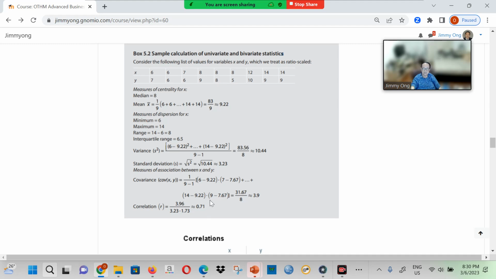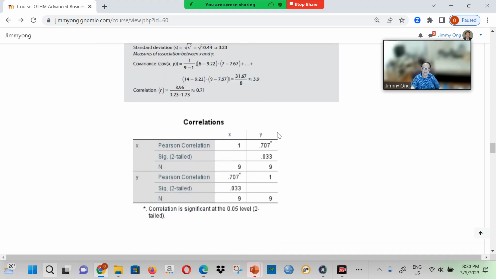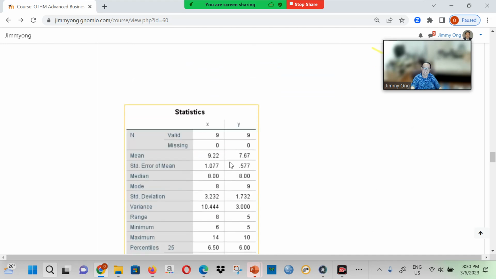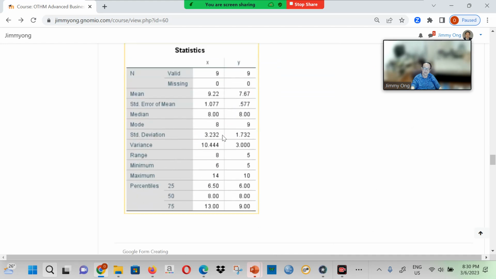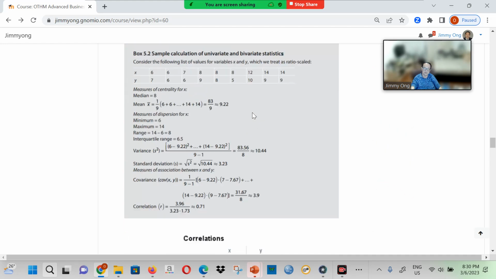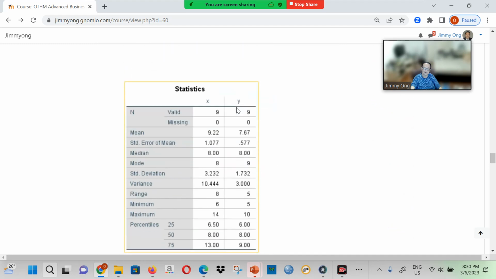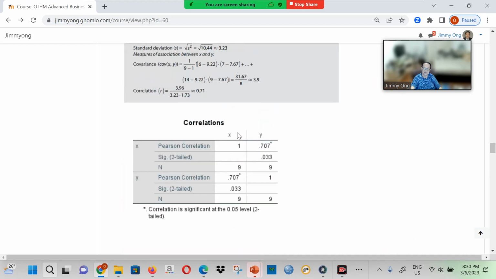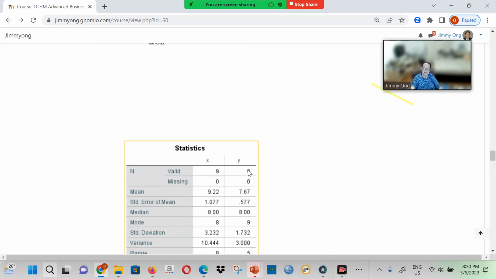SPSS can just do this one like that. See? Just press one button, this thing will come out. You can see mean 9.92. You calculate like hell until this 9.92. Computer, press one button, 9.92. Right? This is done by SPSS.